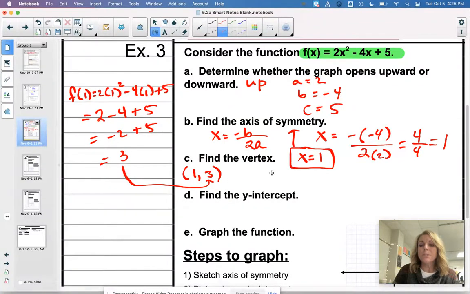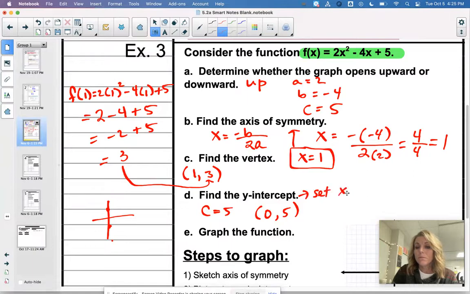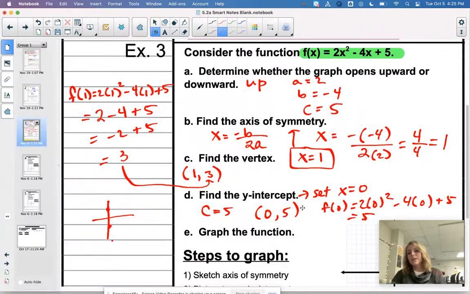And the y-intercept is our c value. c is 5, so the point is 0, 5. If you forget that, you already know what it means to find a y-intercept. Remember, a y-intercept is a point on the y-axis, and x is always equal to 0. So if you plugged in 0 for x, look at what would happen. You're going to get 5, 0, 5. So if you forget it's c, remember what you know about a y-intercept. Set x equal to 0 and solve for y.